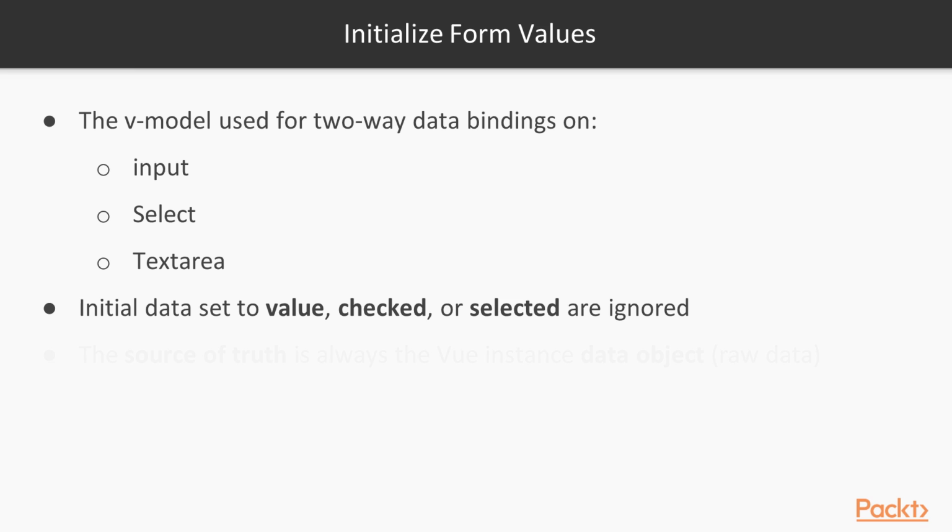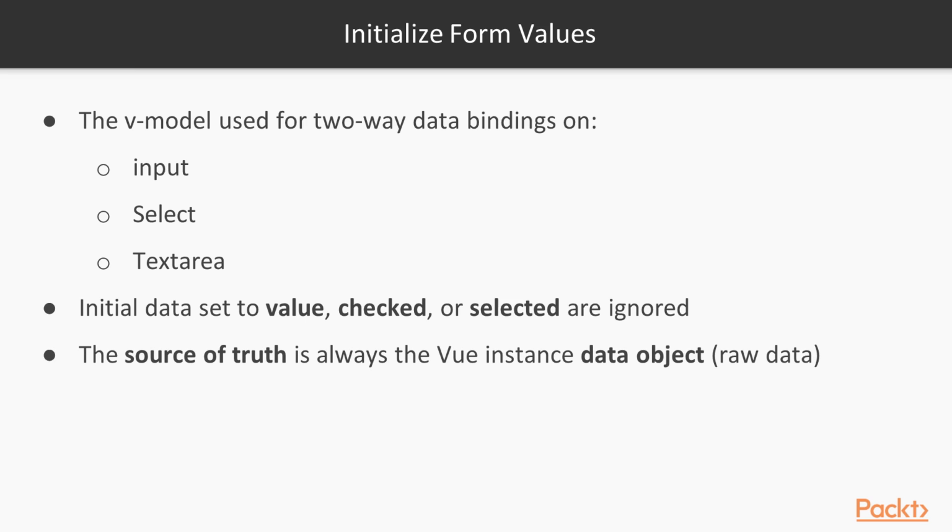And the reason why is because the source of truth, the raw data for Vue, will always be that Vue instance data. It's that data property that is created inside the component, and which is why the directive will ignore these values entirely. So let's see an example of this Vue directive.